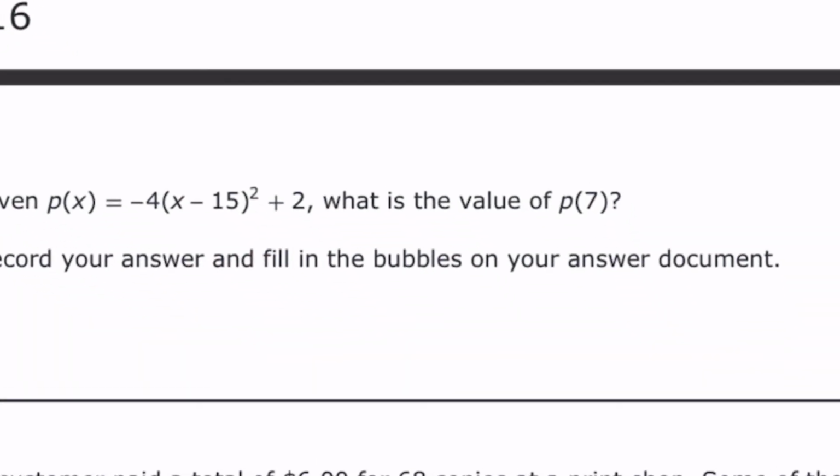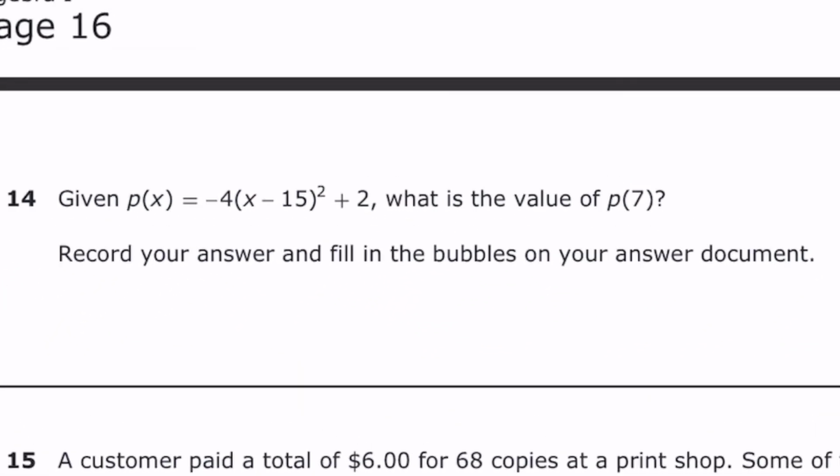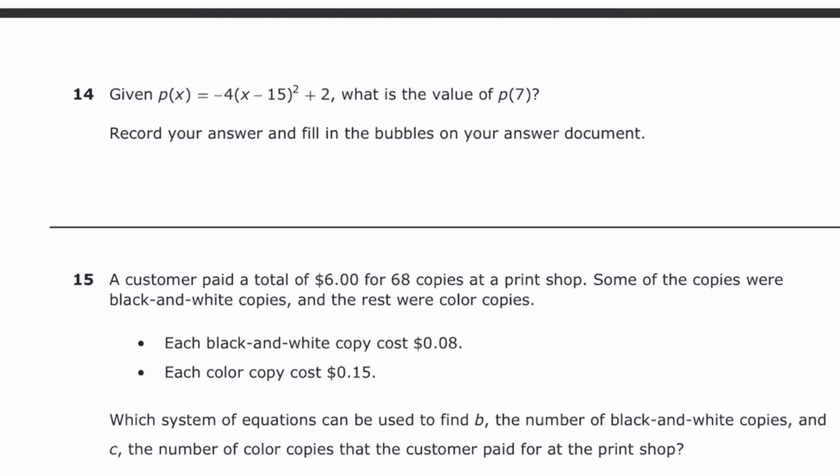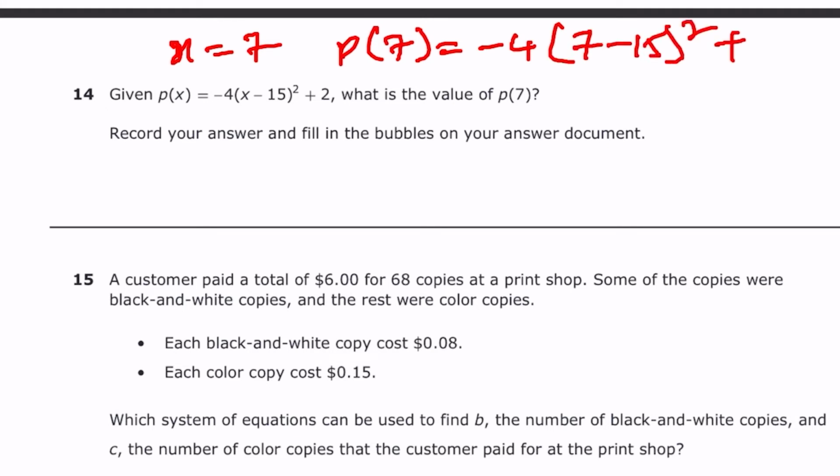Next, going into the 14th one. In the 14th one, p of x is equal to minus 4 into x minus 15 whole square plus 2. Now what is the value of p of 7? We have to plug in, in the place of x we have to put 7, so that we can get the answer. So p of 7 is equal to minus 4 into 7 minus 15 whole square plus 2.